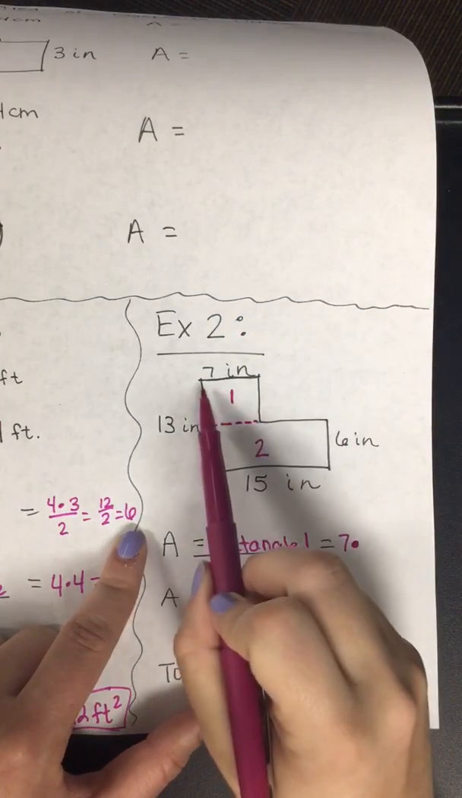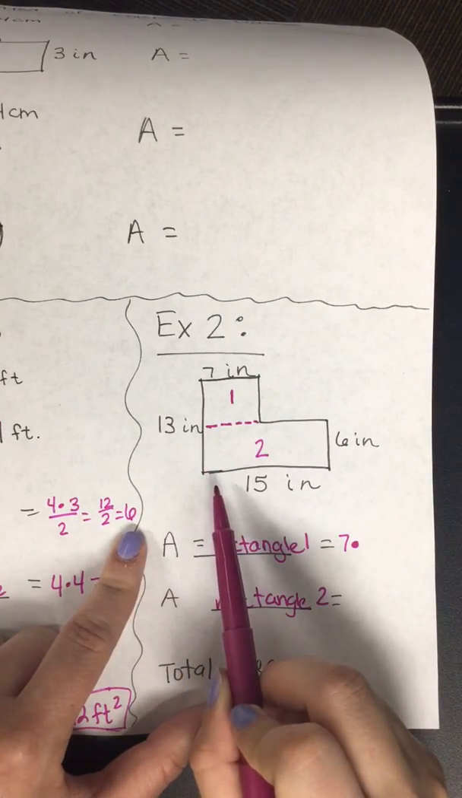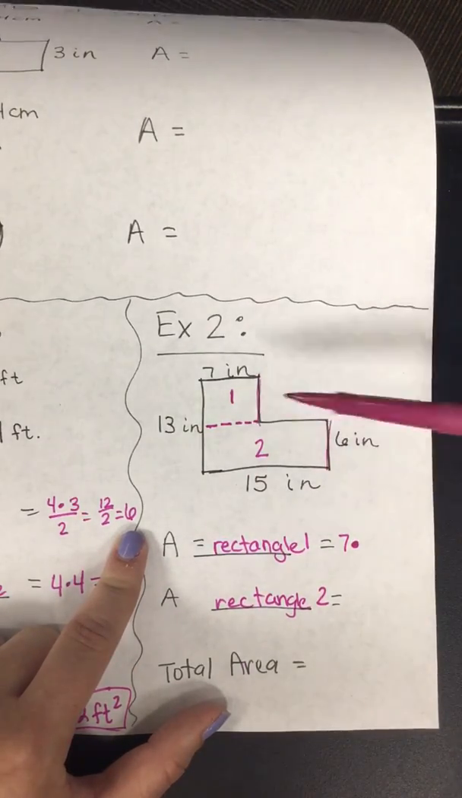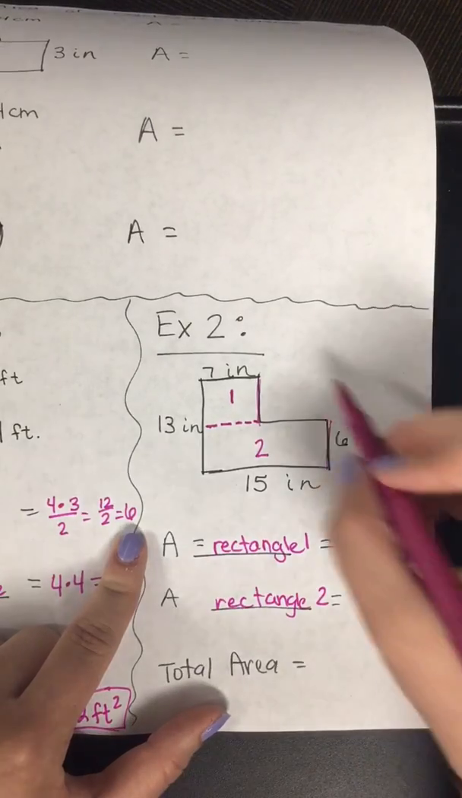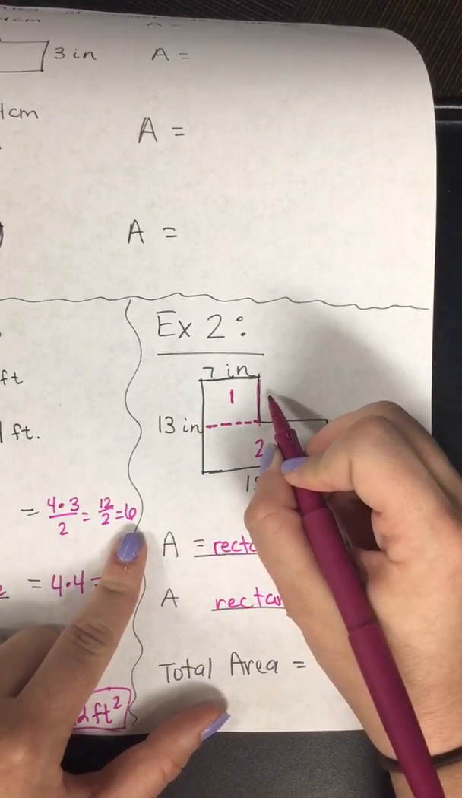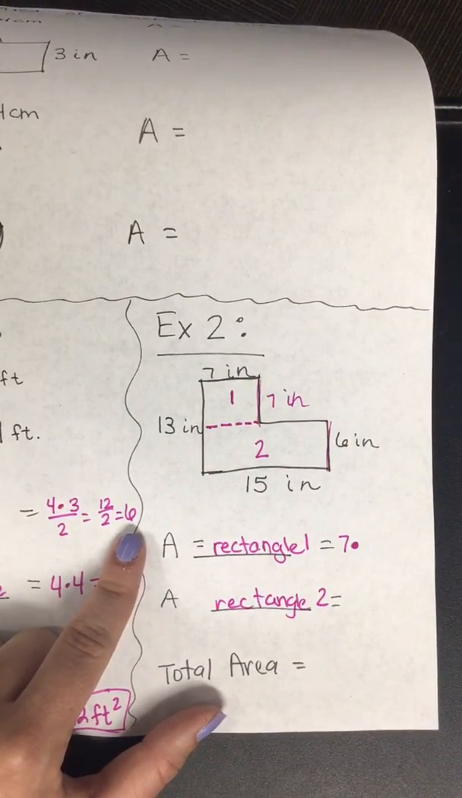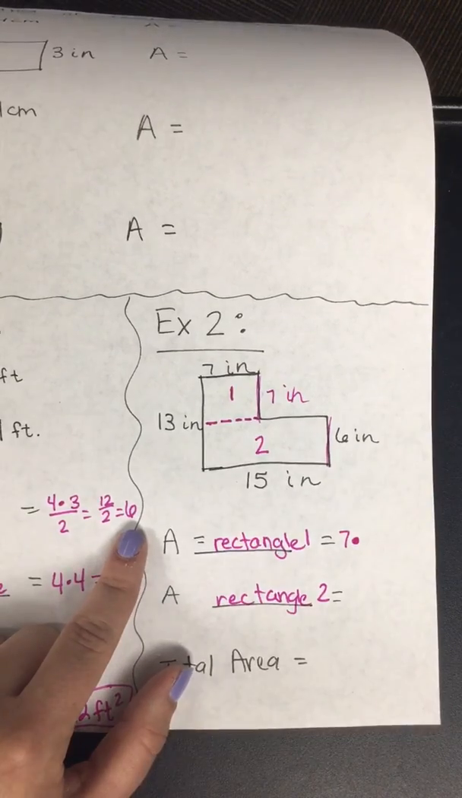Yeah, look right here. This whole side is 13. This little side is 6. So this plus this has to equal 13. So what is this? It is, in fact, 7. So it is a square. But we can't just assume that it's a square by saying it looks like a square. Okay?